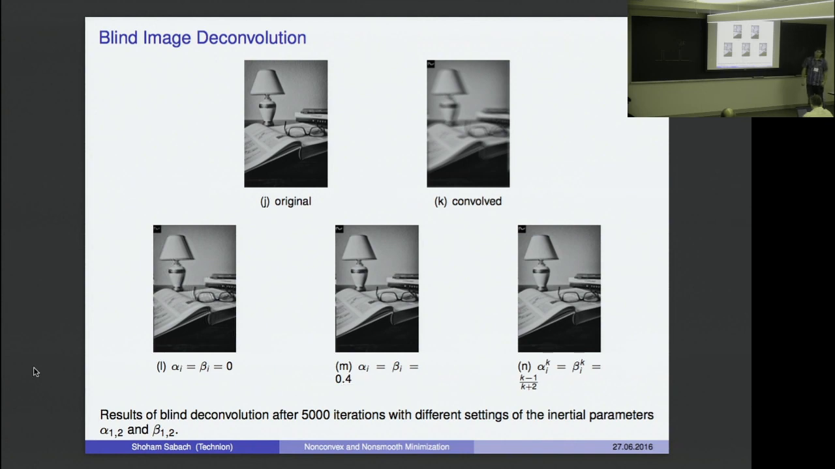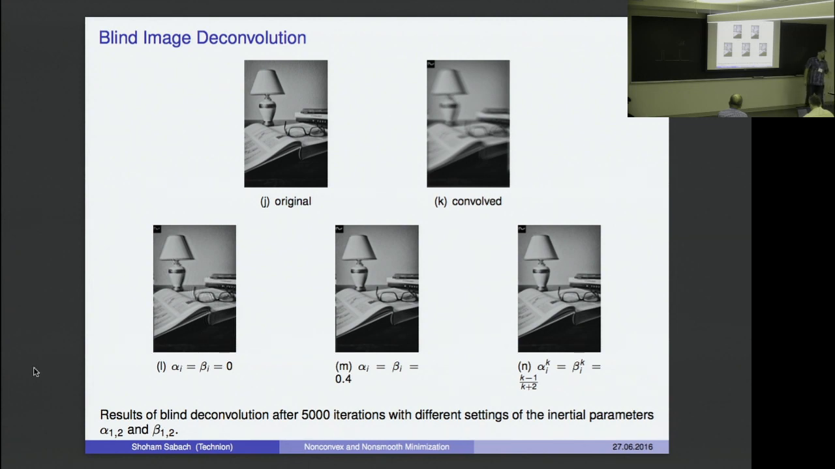So what we tried is to find the blur and a clean image from the original book image. Here you see the convolved image, and here you see three results obtained by the algorithm. Here they all seem more or less the same. This is not really the case on the computer, but as you can see, with PALM we get a much worse result than what we get with the inertial term, with this one, and of course with this one.